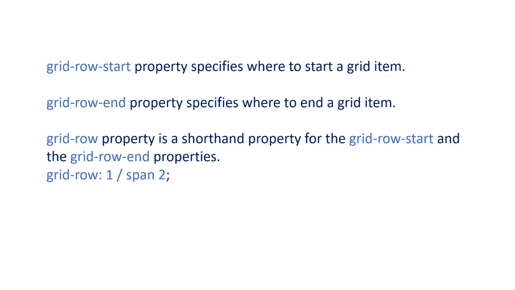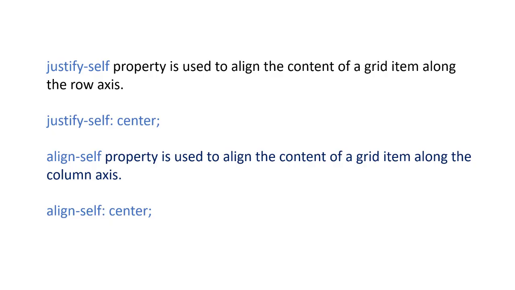Grid-row-start property specifies where to start a grid item. Grid-row-end property specifies where to end a grid item. Grid-row property is a shorthand property for the grid-row-start and the grid-row-end properties. Example: grid-row: 1 / span 2.